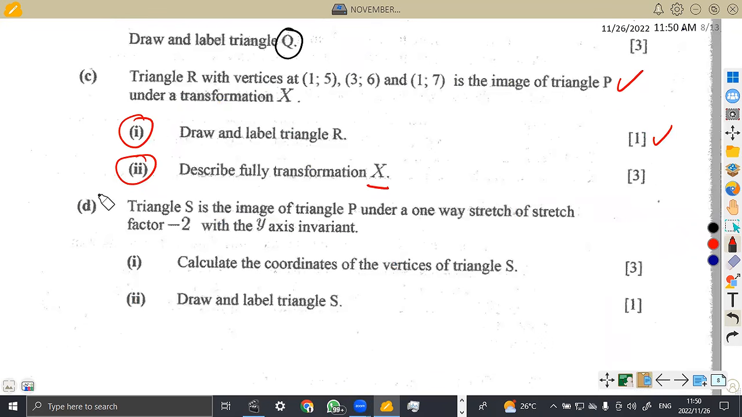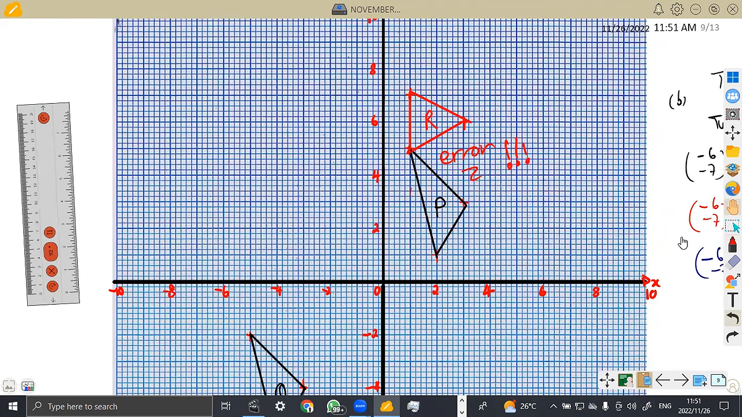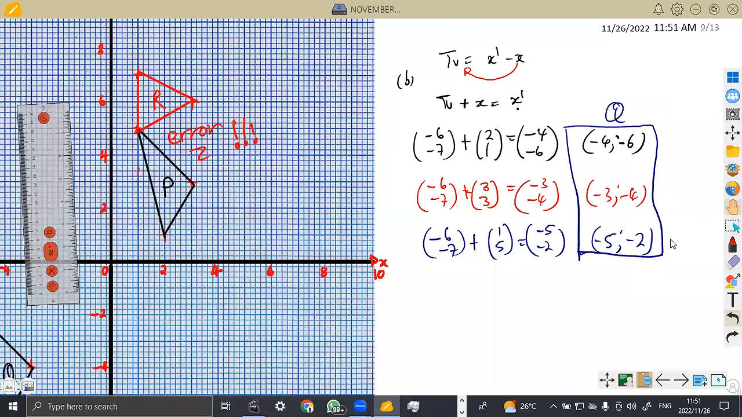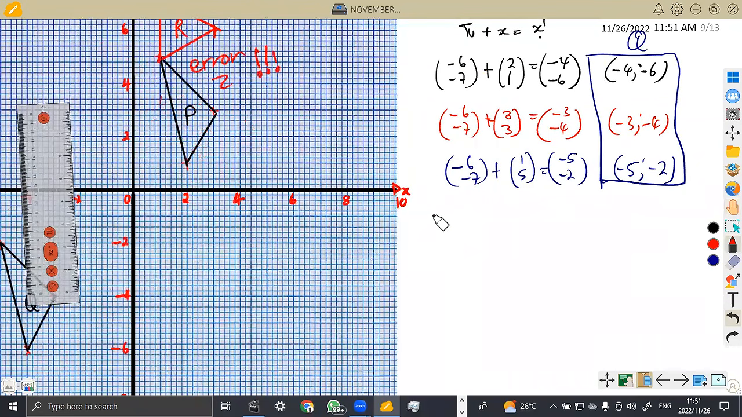Okay, not wasting time. D. Triangle S is the image of triangle P under a one-way stretch of stretch vector -2, y-axis invariant. Calculate the coordinates of triangle S. That's 3 marks. We are given a one-way stretch, y-axis invariant. So the first thing is for you to have the matrix so that you can work out the coordinates. I referred to this: matrix times object should give you the image. I talked about this part. So this is actually item 1. Matrix times object is equal to the image.